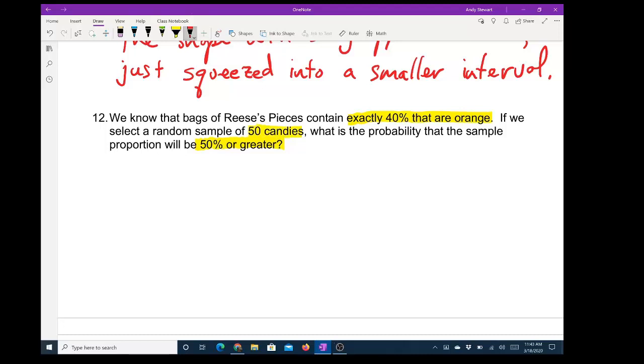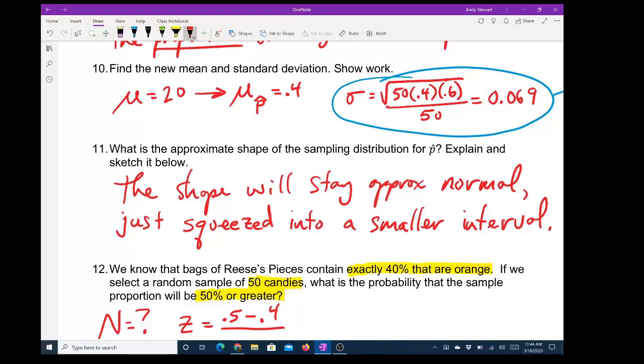Now notice, we do need to know our sample size of 50 candies. But here's the neat thing. What's the population size? What's big N? Well, it's unknown. It's all Reese's Pieces that have ever been made. We don't need to know it because we're going to use the normal approximation. So that means we need to find the z-score. The z-score would be the data value, which is 50%, minus the mean, which is 40%, divided by the standard deviation, which we did up here. It was 0.069.